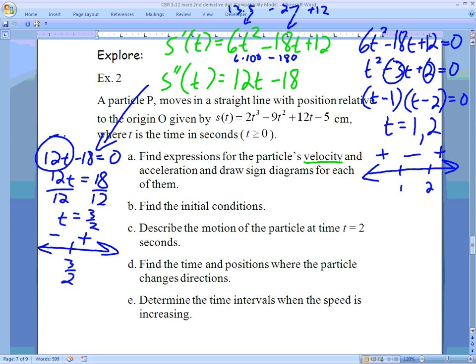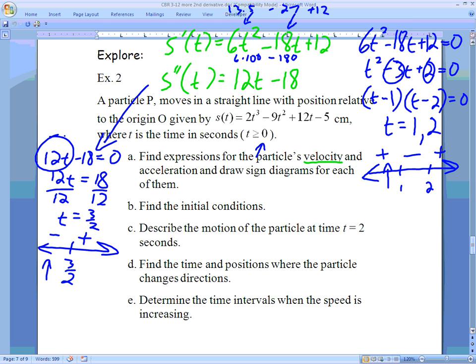Find the initial conditions. Initial conditions are happening right at the beginning of our problem, when t equals 0. So at t equals 0, just looking at the sign diagrams, we can see that we have a positive velocity, but we have a negative acceleration. And so those are our initial conditions.